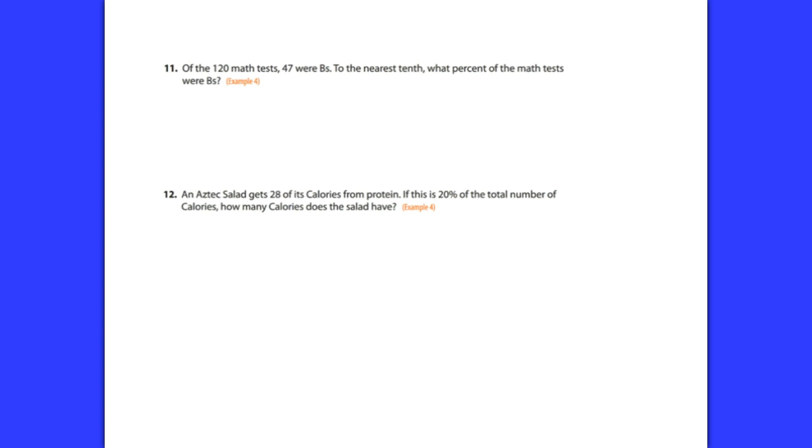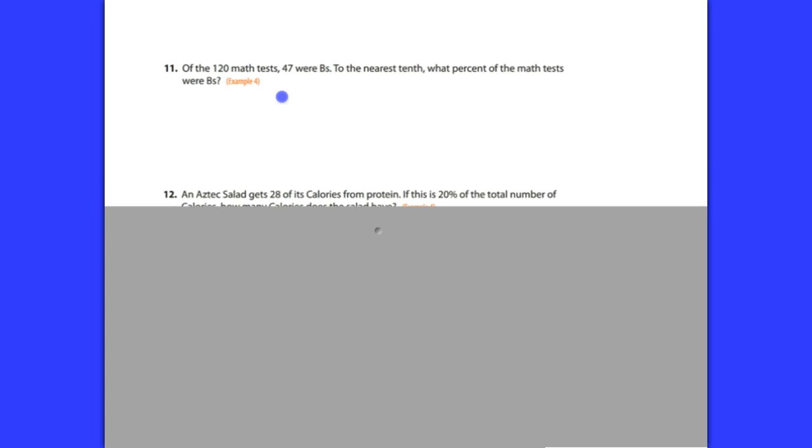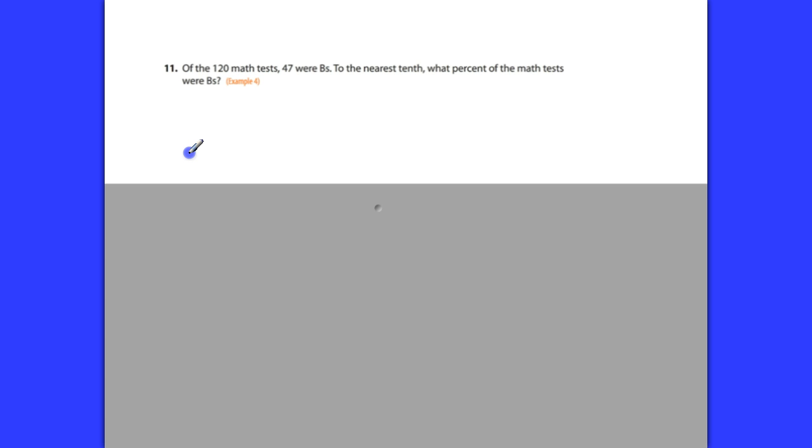These are applications, so I will cover up number 12 and get started on number 11 and show you just how easy it is to now apply what I've just tried to teach you. Before I do the work on this, let me remind you again that is represents the part and of represents the whole. So if I read this question, of 120 math tests, 47 were B's. To the nearest tenth, that's going to be important, what percent of the math tests were B's? Okay, you have 120 math tests, of which 47 were B's.